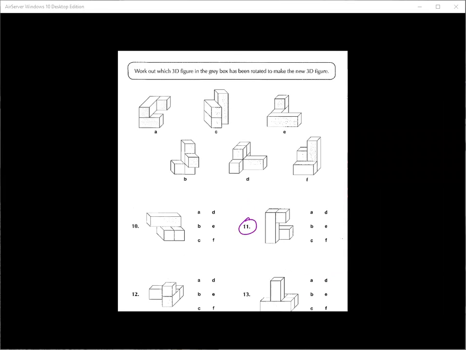Okay, Aisha, question number 11. Question number 11 is A. Hopefully you can see it. Nice and straightforward. That's the answer.